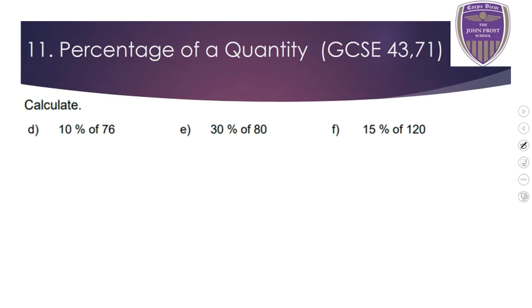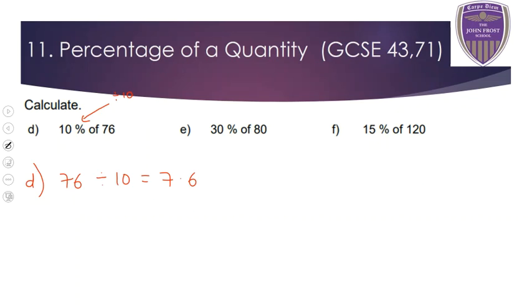So moving on then, I'm not going to write every single one of these down, but 10%, divide by 10. Because remember, percent means out of 100, doesn't it? So the reason we divide by 10 for 10% is because there's 10 tens in 100. So for question D, 10% of 76 is 76 divided by 10, so 7.6.